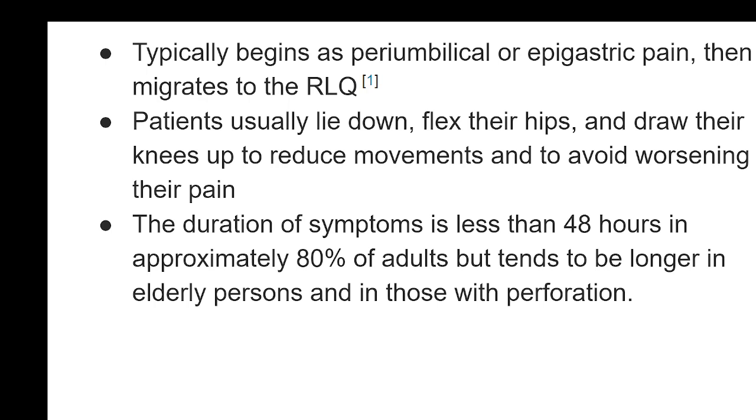The typical features are that the pain typically begins at the periumbilical area or epigastrium and then migrates to the right lower quadrant, and usually patients lie down. The position would be lying down with the hips flexed, and they tend to draw the knees up to reduce the movement. So that's the important issue. In a patient of appendicitis, patients lie down with the hips flexed and knees bent, so that the psoas muscles are relaxed. Now these kinds of positions also are important to make out the differential diagnosis at times.